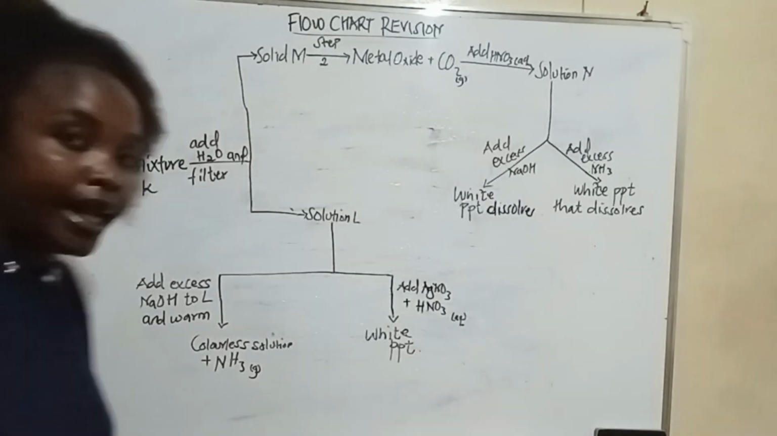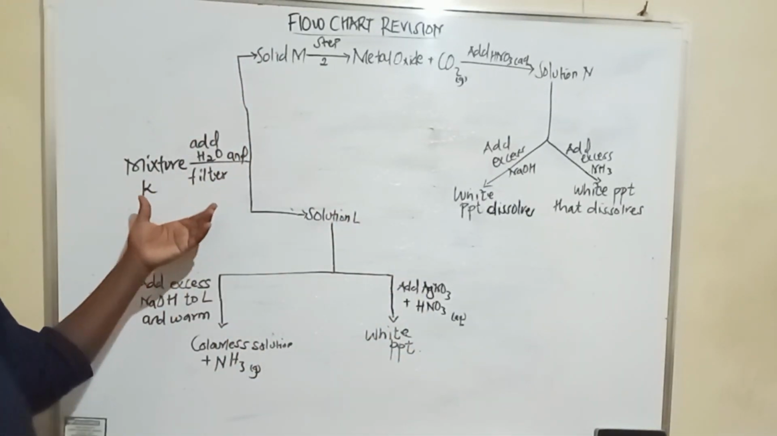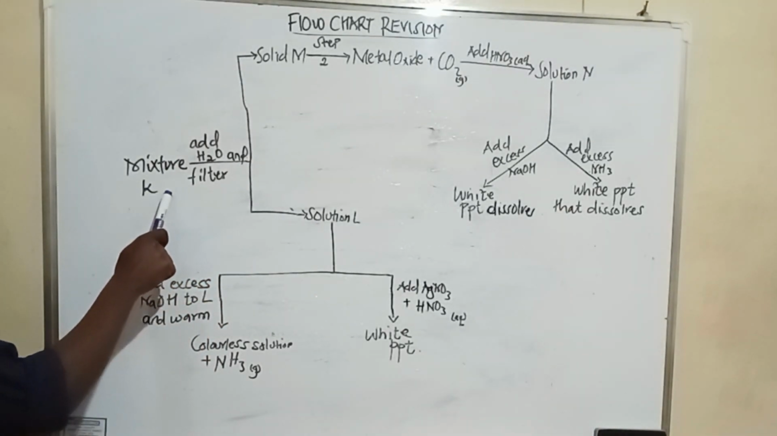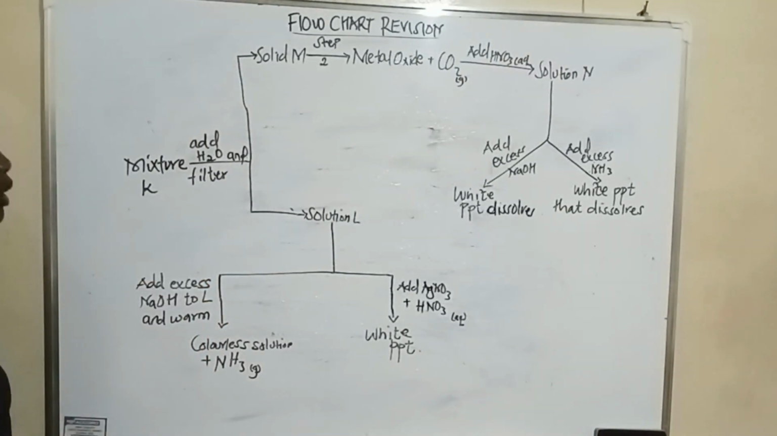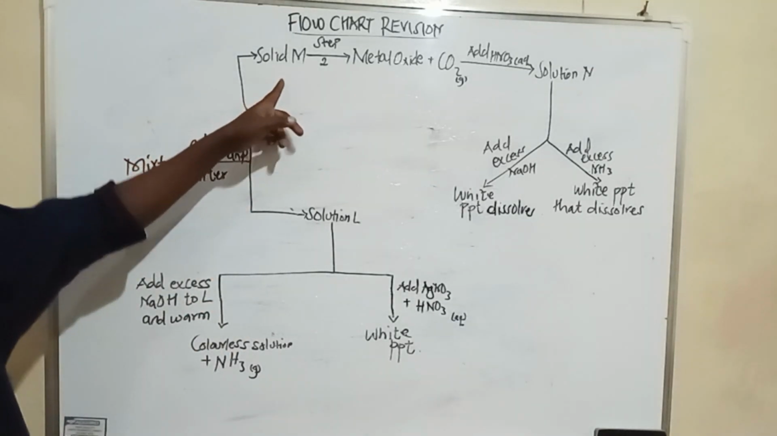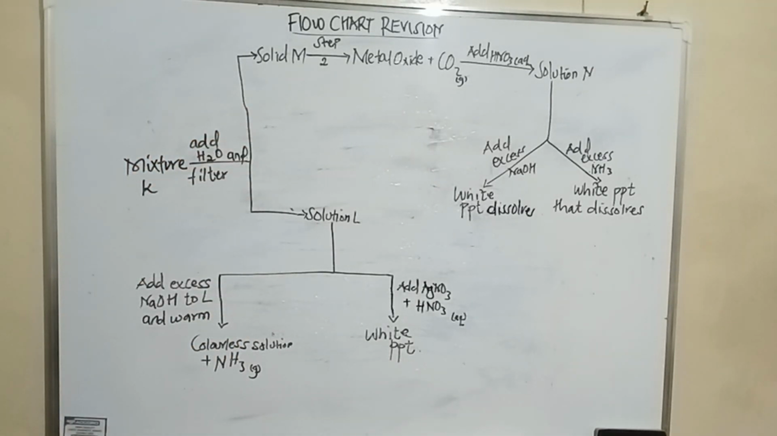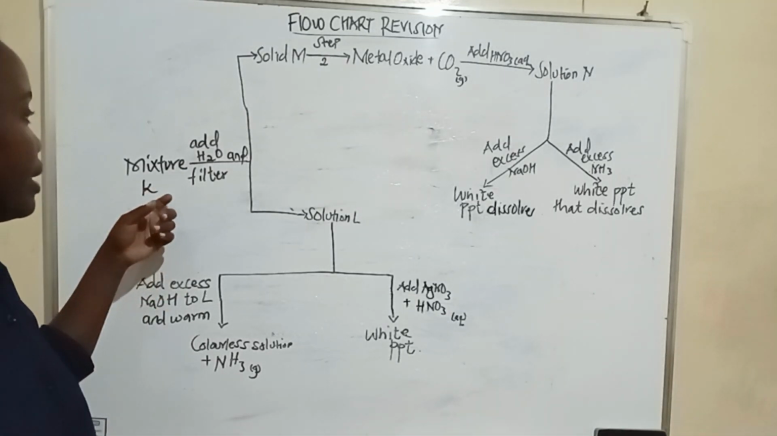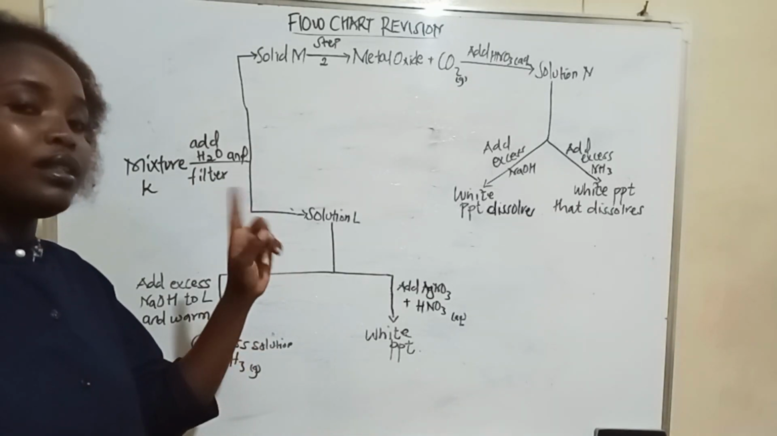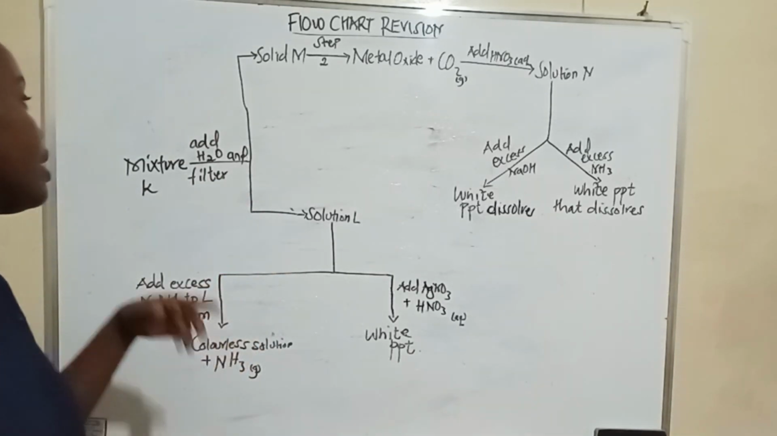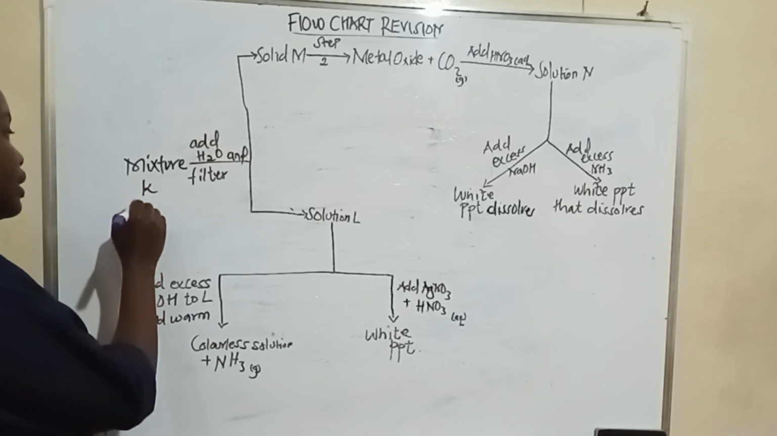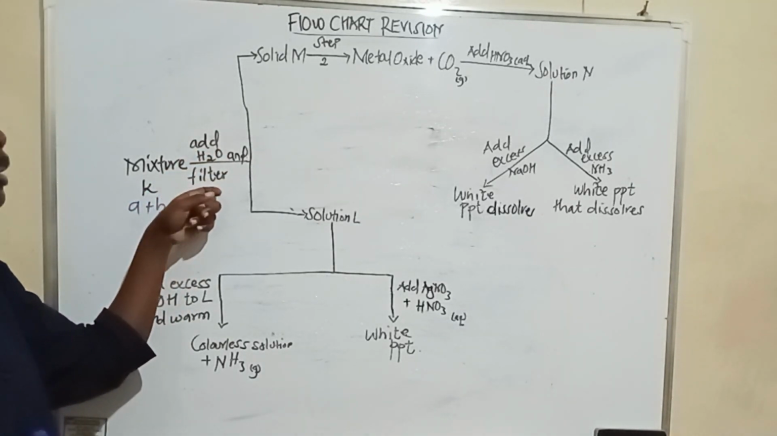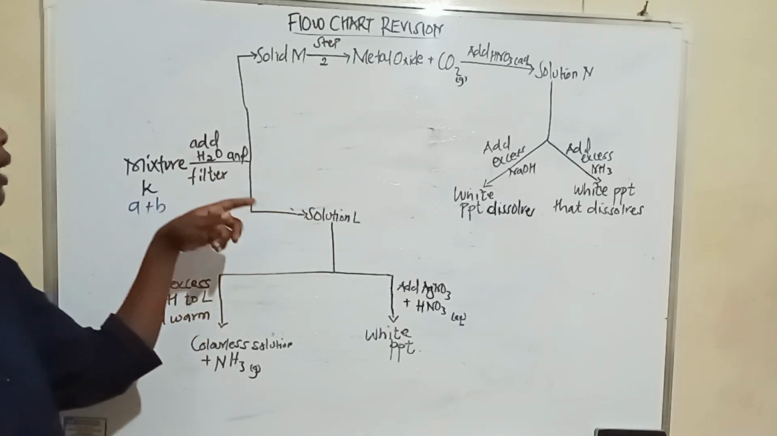Now, let us look at the starting point. As you can see, we are following the direction of the arrow, the flow of the chart. We have a mixture K, you add water and you filter to form a solid M and a solution L. So this is a hint again. A mixture means you have more than one substance there, so you have two things here. Let us say A plus B. You add water, then you filter to get solution L and solid M.